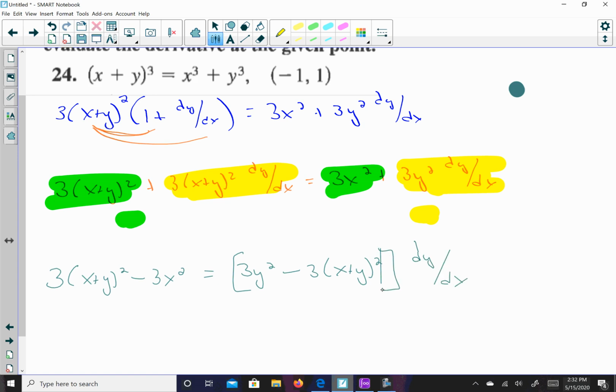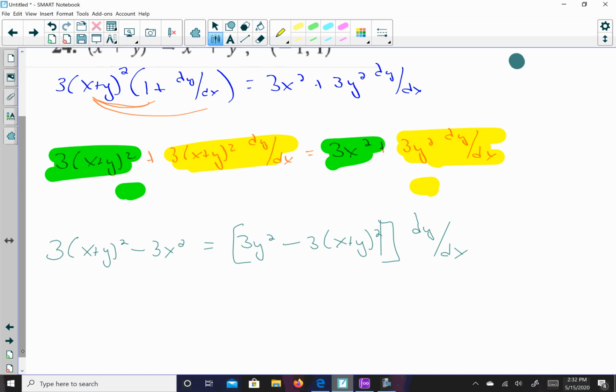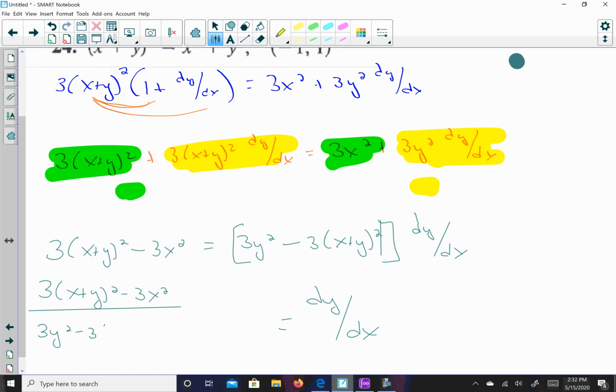All right, now at this point, I guess since I'm trying to find the derivative at a point, well, no, I'm not there yet. I'll be quiet. I'm going to divide both sides to find dy dx. I'm going to divide both things by that. So I can have 3 times the quantity of x plus y squared minus 3x squared all over 3y squared minus 3 times the quantity of x plus y squared.